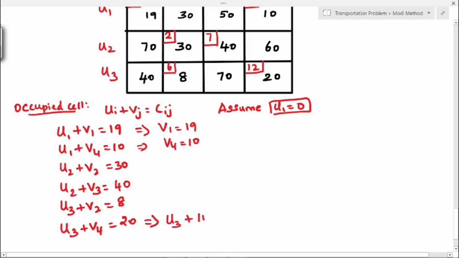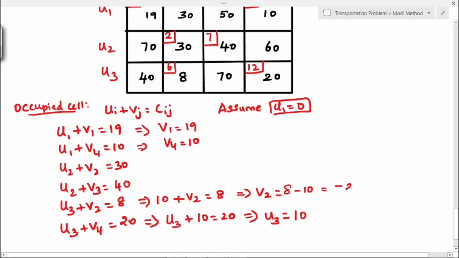U3 plus V4, which is 10, equal to 20. So U3 equals 20, if I take this plus 10 to the other side, it becomes minus 10. So 20 minus 10 is 10. And here I am going to substitute that U3 is 10, plus V2 that we have to find, equal to 8. So V2 is 8 minus 10, because if you take this plus 10 to the other side, it becomes minus 10. So 8 minus 10 is minus 2. So V2 is minus 2.